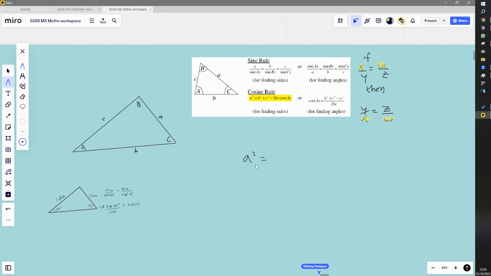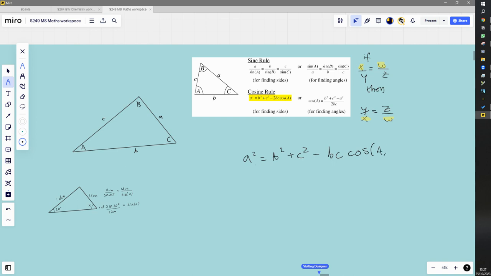is equal to, so you square the side, and then you take the squares of the other two sides added together, then you minus the two other sides, not including a, multiplied by the cosine of the angle opposite the side we're looking at.